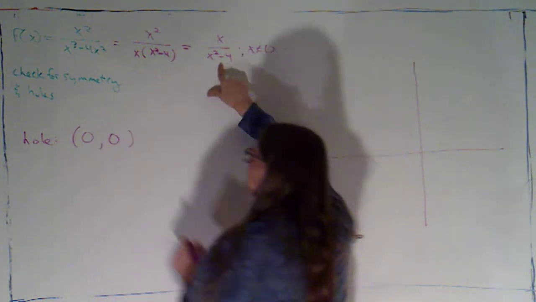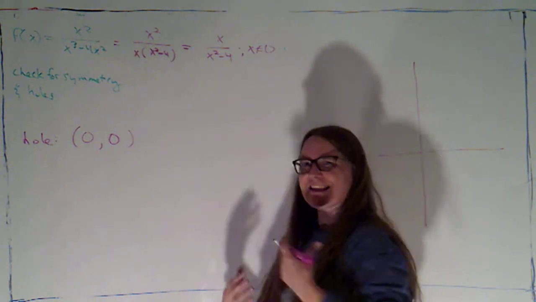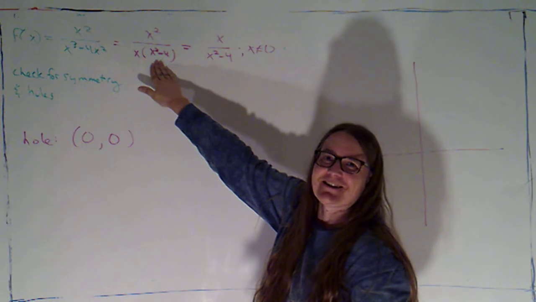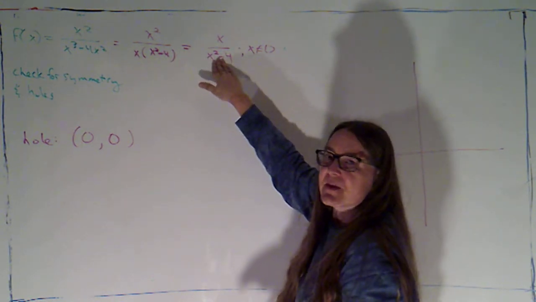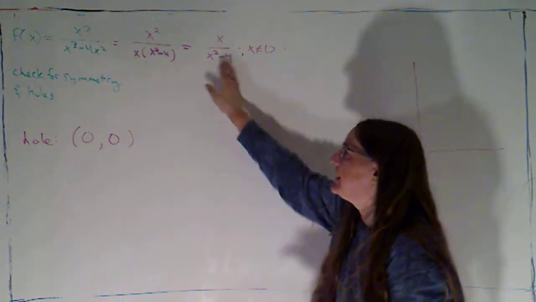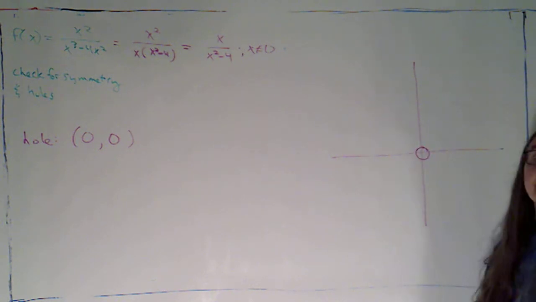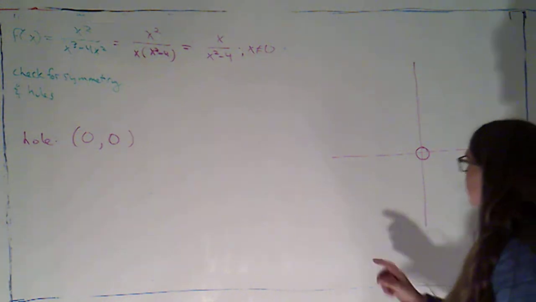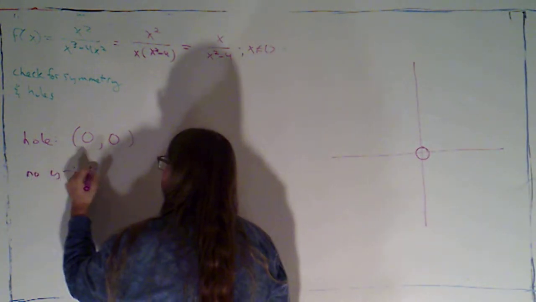Now, why can I do that? Well, because I know that these functions are the same except at 0. So the limit of this function is the same as the limit of this function. But I would evaluate the limit of this function at 0 by just plugging in. So the origin is going to be a hole in the graph. Okay. Now, that means that there's no y-intercept because I'm not allowed to plug in 0.